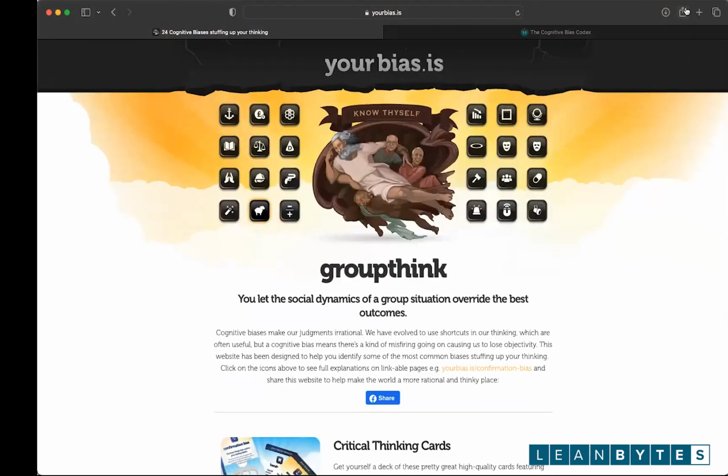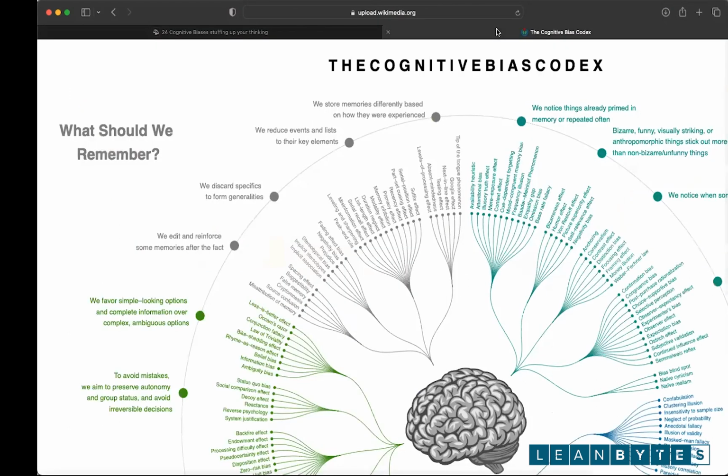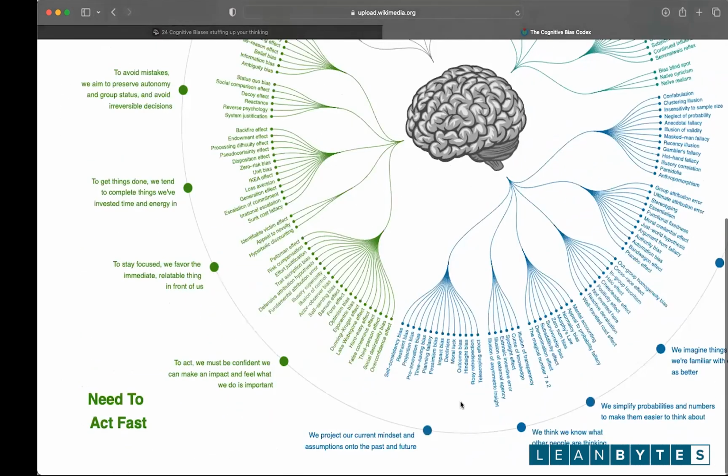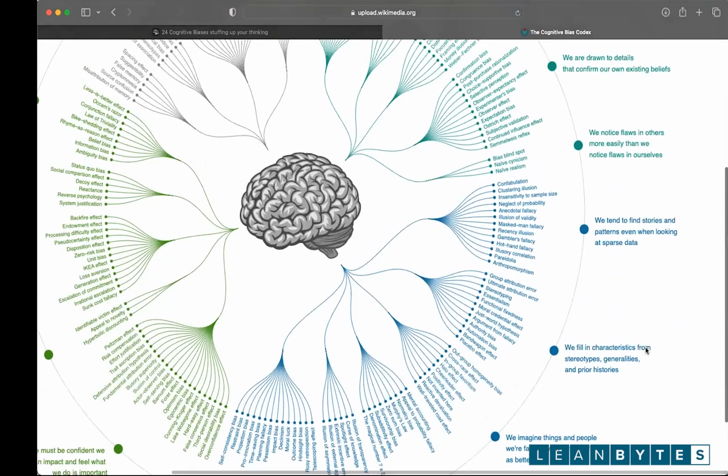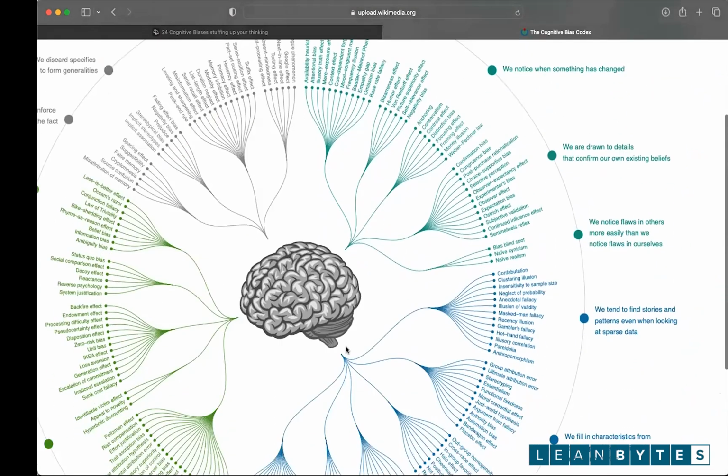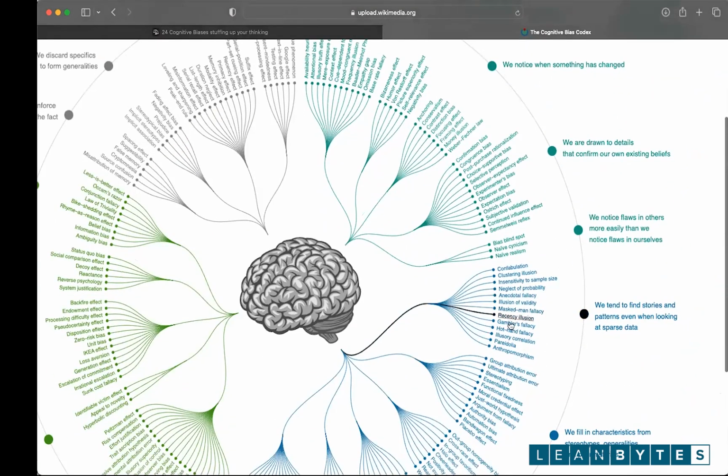The other one is the Cognitive Bias Codex, and this is really what got me thinking about this topic. This is one of my favorite user interface designs for data that I've come across recently. So this basically takes the list of cognitive biases and breaks them down into different categories. So biases around what should we remember, the need to act fast, not enough meaning, too much info. And then you can actually click on every single one of these, right?